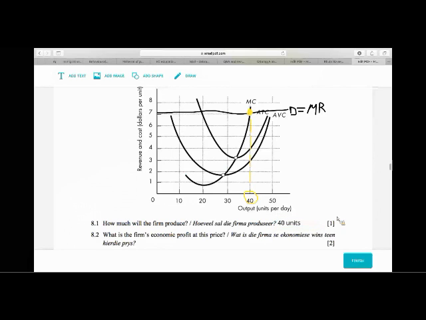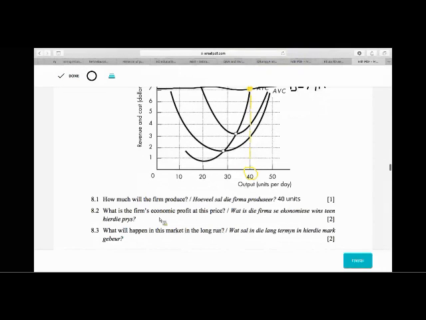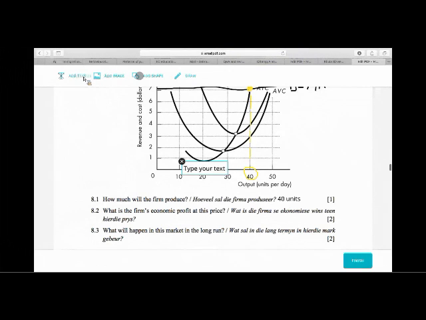Okay. Question 8.2 then says, what is the firm's economic profit at this price? So economic profit, I'm actually going to type that out. Economic profit, we calculate as price minus ATC times Q. So what we need from this picture is the price, which we know is 7 Rand, because that's given to us. It's the market price. We need to find out what ATC is, and we know that quantity is 40.